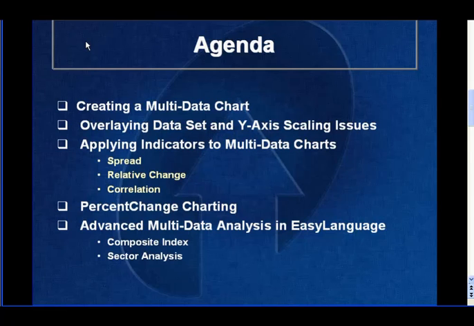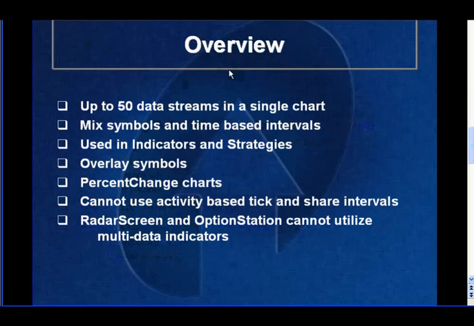So let's get started. The first thing I'd like to do is talk about just some of the basic principles of multi-data charting, and then we'll actually go into TradeStation and do some of this work. First of all, each chart in TradeStation has the ability to contain up to 50 unique data streams. So each chart can actually have 50 data streams within the same chart. They can be 50 different symbols, or they can be the same symbol at 50 different intervals. Maybe you have Microsoft in at 1 minute and 3 minutes and 5 minutes and 15 minutes, and so forth. Or it could be a combination of multiple symbols and multiple intervals.